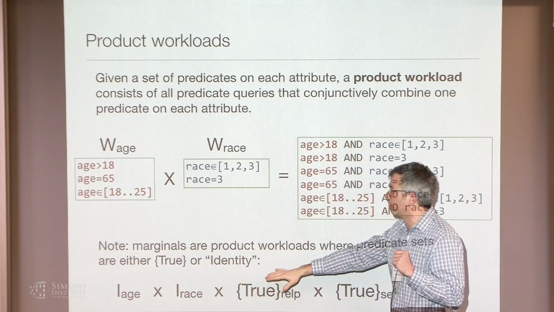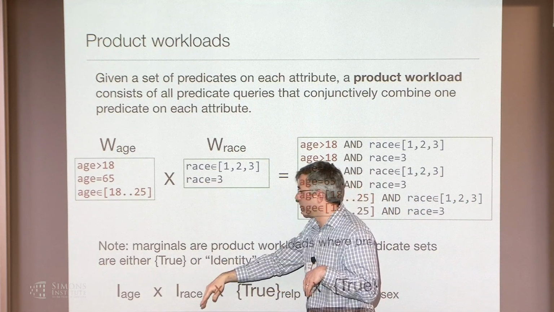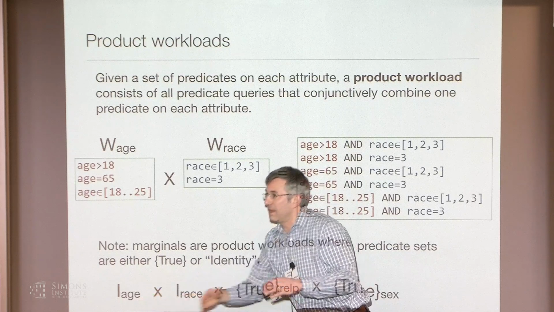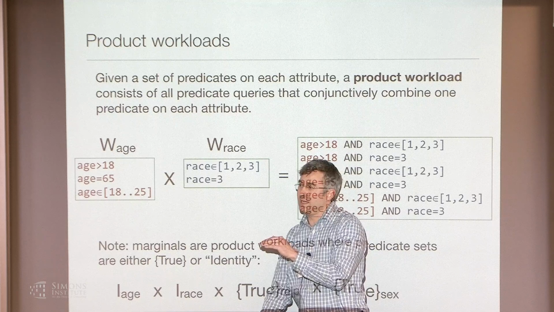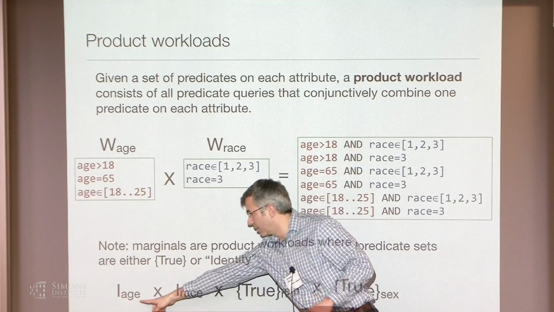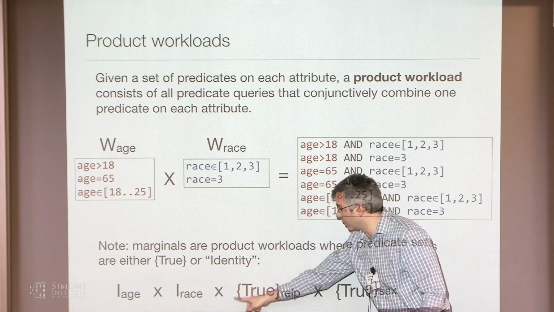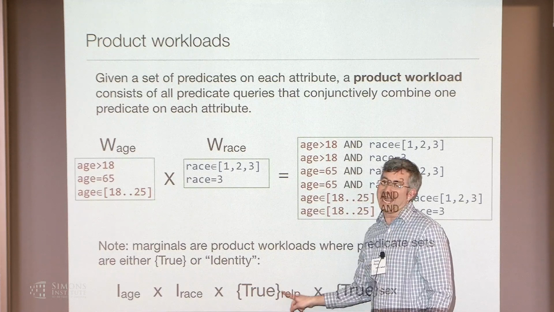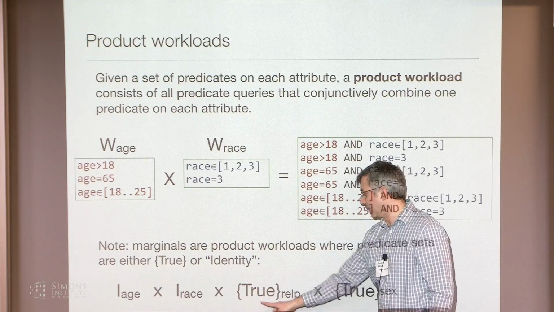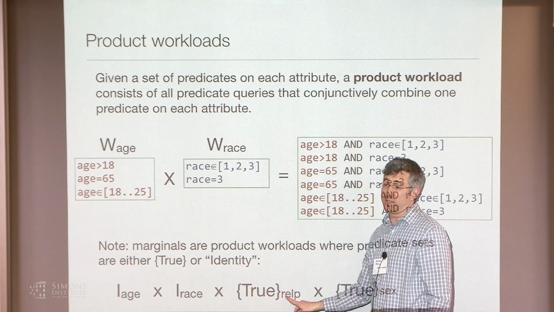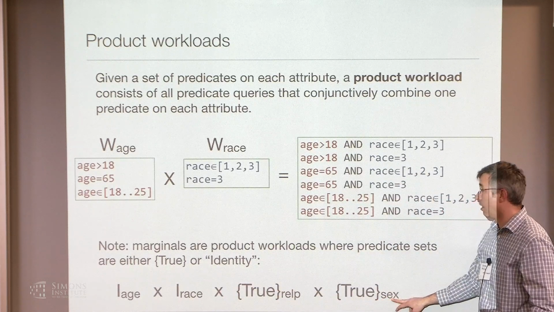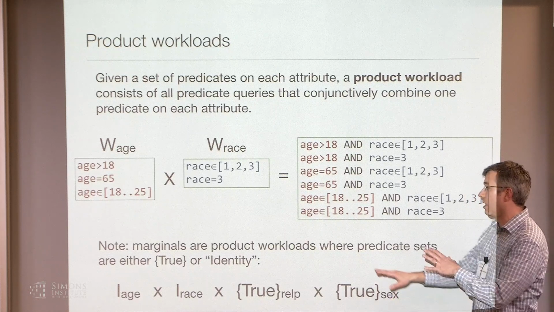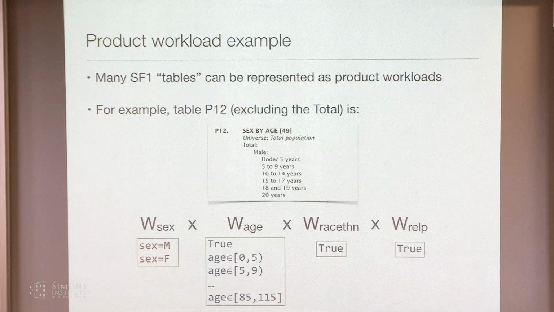Marginals are product workloads where the sets of conditions are either the identity, meaning an enumeration of every domain element, for age 1 through 115, or it's just totaling, like marginalizing out over the attribute and saying, I don't care what your relationship is, and I'm going to aggregate over it. Okay, so this is a two-way marginal as a product workload on age and race.